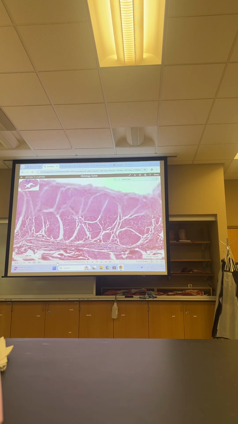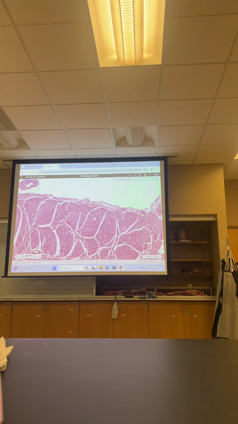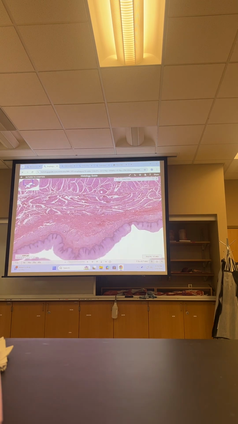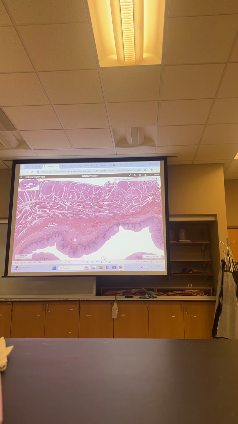And then all this is muscle. At the very outside is a layer of loose connective tissue known as the adventitia. All right, so that's at the very outside of it. So it's usually broken into four layers: the mucosa, the submucosa, the muscularis externa, and then the adventitia here.